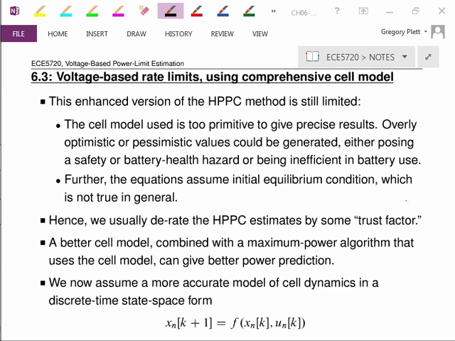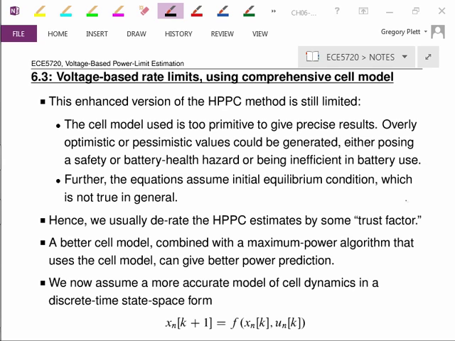The cell model that is used is quite crude, quite primitive, and it doesn't give us especially precise results. And at times there might be overly optimistic predictions or at times overly pessimistic predictions. If it's optimistic, that means that I'm over-predicting how much power is available, and that's a safety issue or a battery health issue. And if it gives a pessimistic value, it's under-predicting how much power is available, and that allows inefficient use of the battery capacity. So neither of those is desirable. We'd like to be able to use all of the capacity right up to the limit without causing any excess over the limit.